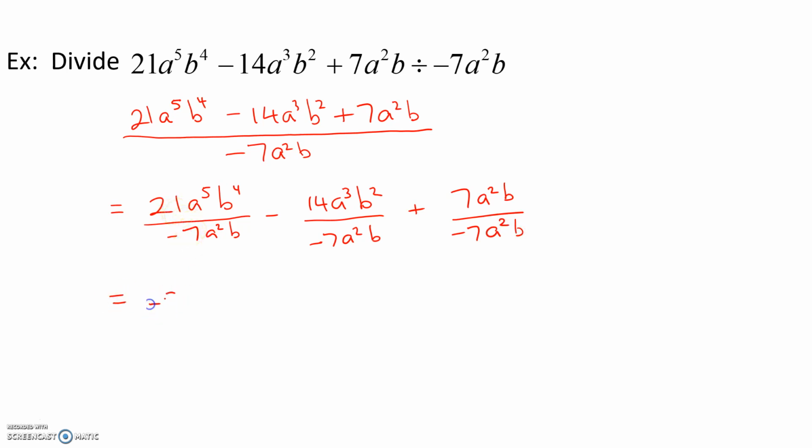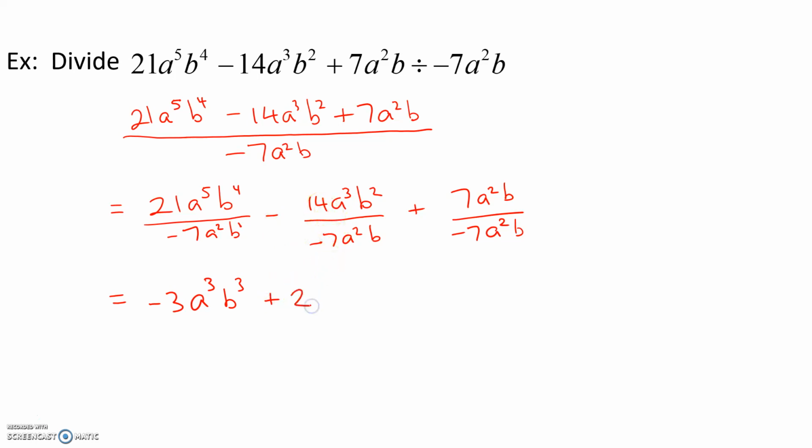21 divided by negative 7 is negative 3. A to the fifth over a to the second power. When you divide the same base, subtract the exponents, keep the base. This will give you a to the third. We have b to the fourth over b. When you divide the same base, subtract the powers. 4 minus 1 is 3. This will give us negative 3a to the third b to the third. We have a negative divided by negative. This will give us a positive.